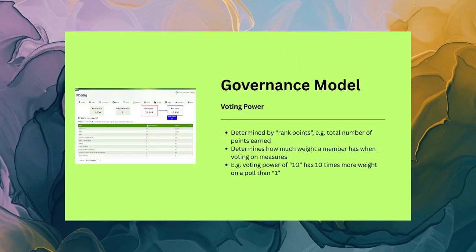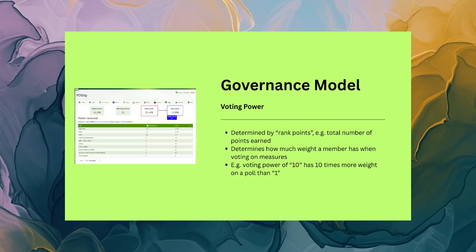Now let's get back to the Bazaar model a little bit. Every member can play a crucial role in deciding the direction of Composr CMS, and this is done through a voting system. Now, every member on the Composr.app website has something called voting power. Voting power is determined by the number of rank points that a member has. Rank points are essentially the total number of points that a member has ever earned for submitting content. And voting power controls how much of a voice a member has when placing their vote on a measure.